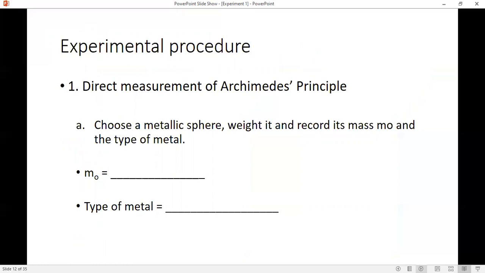You can see the first part says direct measurement of Archimedes' principle. Choose a metallic sphere. I've chosen a steel sphere here. Weigh it and record its mass, m0, and the type of metal. So as you can see in the next picture, I've recorded it, and of course it was steel, which is an alloy of iron. It should have about the same density as iron.